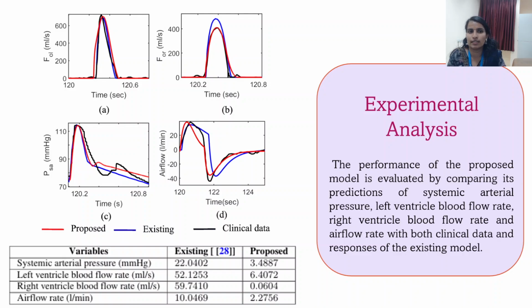Then we need an experimental validation. For that, we took the experimental data and compared it with our model results and also existing model results. Here the cardiac output, right ventricle output, and systemic artery airflow rates are compared, and the root mean square values are also given. From this table we can clearly see that the proposed model performs well, because the root mean square values are much lower compared to the existing model. It shows the accuracy of our proposed comprehensive CP model.